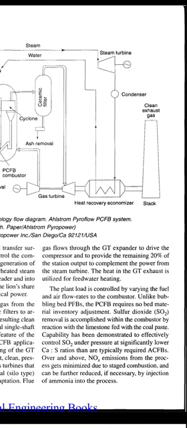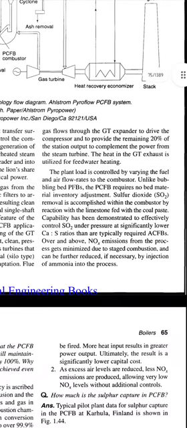Flue gas flows through the gas turbine expander to drive the compressor and to provide the remaining 20% of the station output to complement the power from the steam turbine. The heat in the gas turbine exhaust is utilized for feed water heating. The plant load is controlled by varying the fuel and air flow rates to the combustor. Unlike bubbling bed PFBs, the PCFB requires no bed material inventory adjustment.